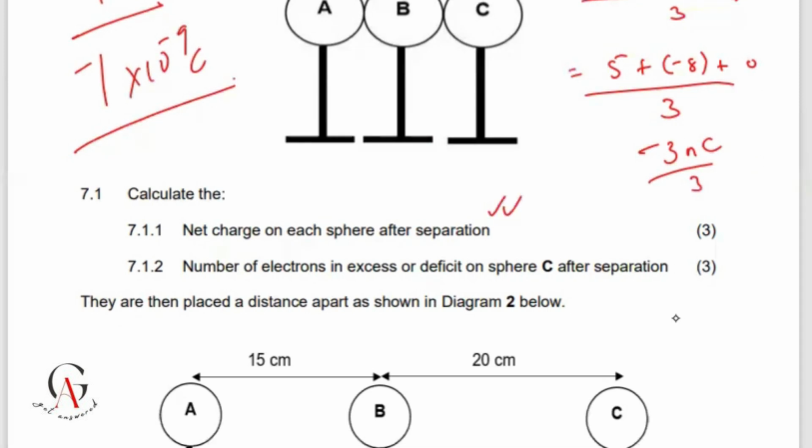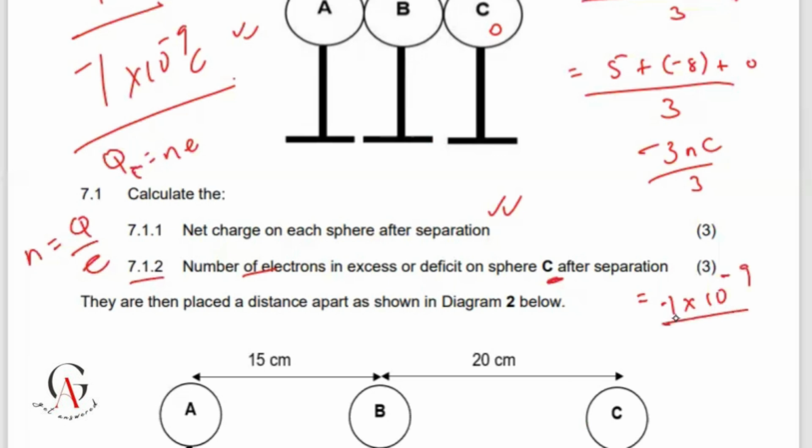Then 7.1.2, they want us to get the number of electrons in excess or deficit on C after the separation. So there is a formula that we normally use of Q over E, okay, or Q is equal to NE. This is the formula that we need when we're calculating the number of electrons. So what we need is initially C had a 0, but then it gained this much of electrons. So for us to get the number of electrons, we're going to get the charge that it has, which is 1 times 10 to the -9.